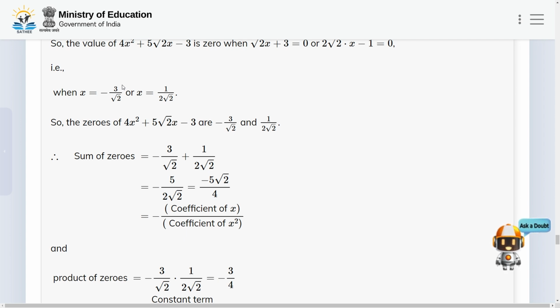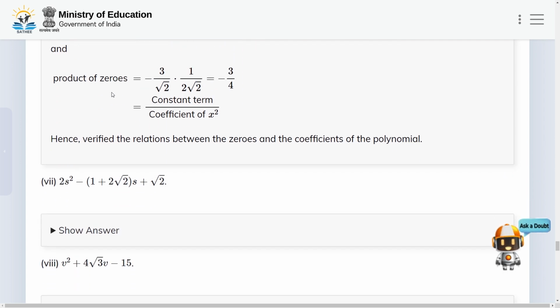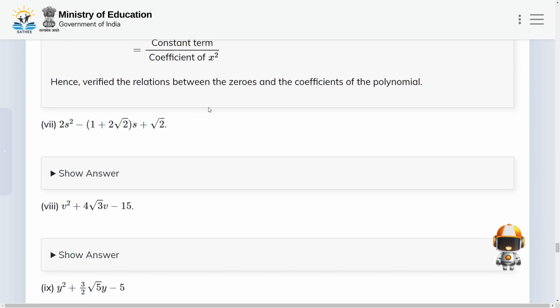Now the sum of zeros is equal to -3/√2 + 1/(2√2), that is equal to -5√2/4, and this is equal to -coefficient of x by coefficient of x squared. The product of zeros is equal to -3/√2 times 1/(2√2), that is equal to -3/4, and this is equal to the constant term divided by the coefficient of x squared. Hence, we verify the relations between the zeros and the coefficients of the polynomial.